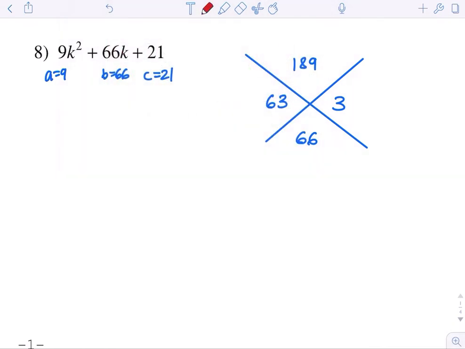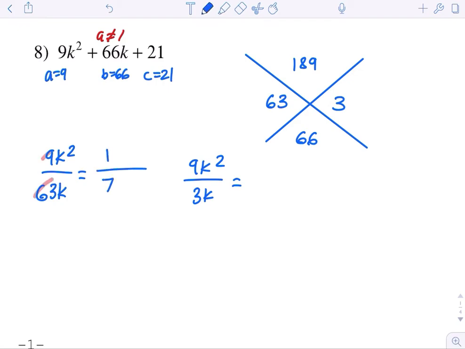So, A is not 1, so that means we need to write that first term twice. Denominators are these two numbers with the variable, so 63k and 3k. Alright, 9s cancel from top and bottom, so you guys get 1 over 7, and a k cancels from top and bottom, so you get k over 7. Over here, a 3 cancels from top and bottom, so you get 3 over 1, and then a k cancels from top and bottom, so you just get k on top. K plus 7 factors, and 3k plus 1.